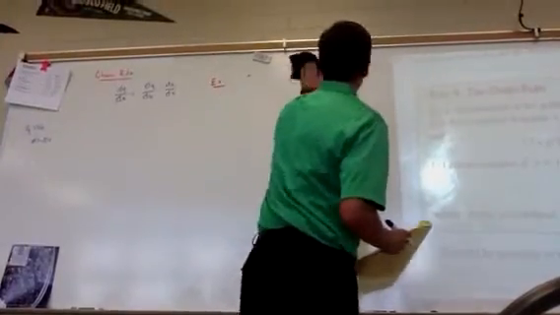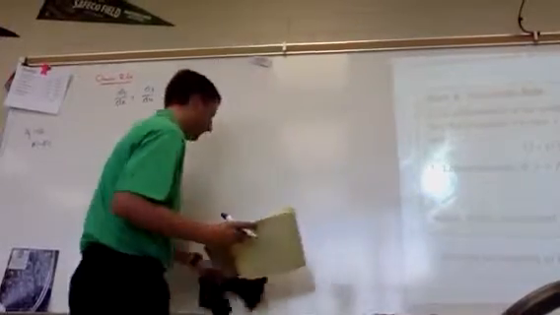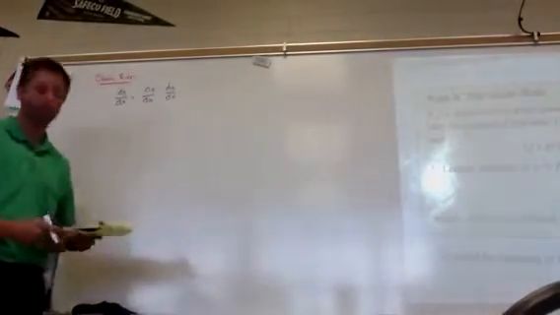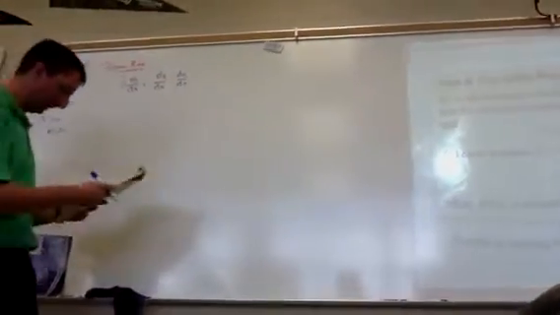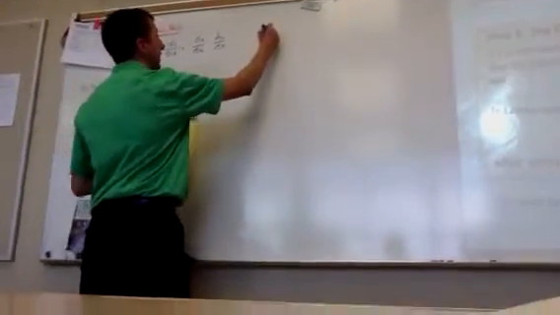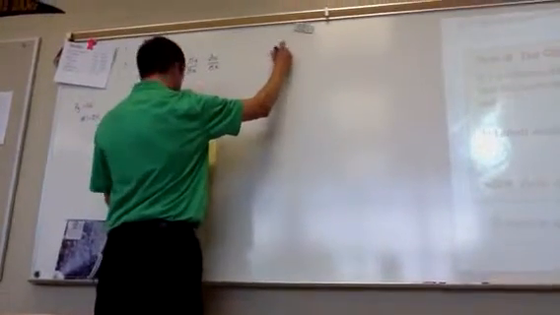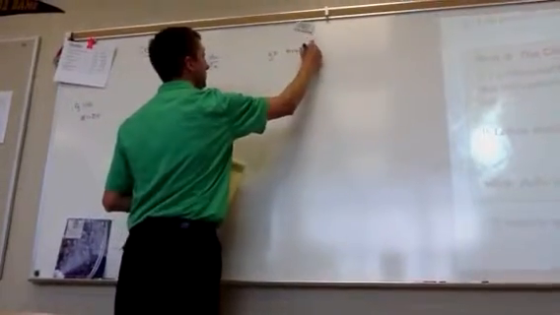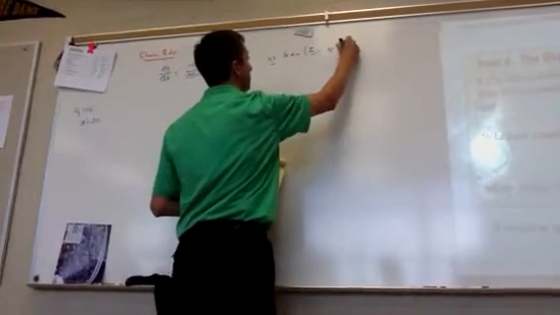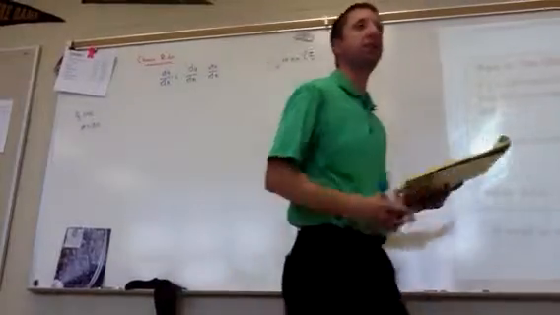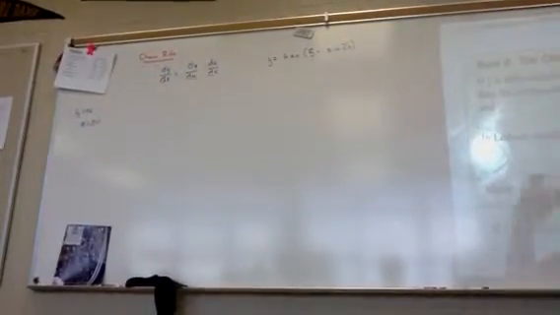Let's look at this problem. If we say y equals the tangent of 5 minus the sine of 2t. So now this is a case where you're going to have to use the chain rule twice.